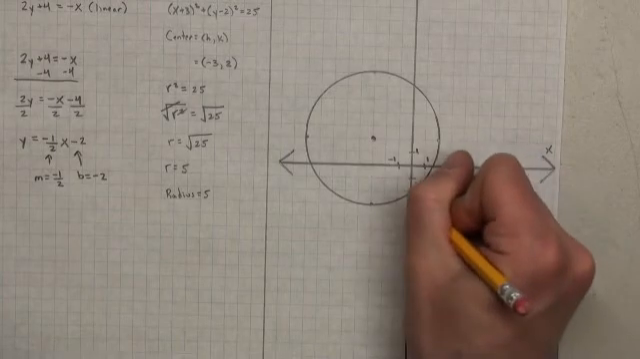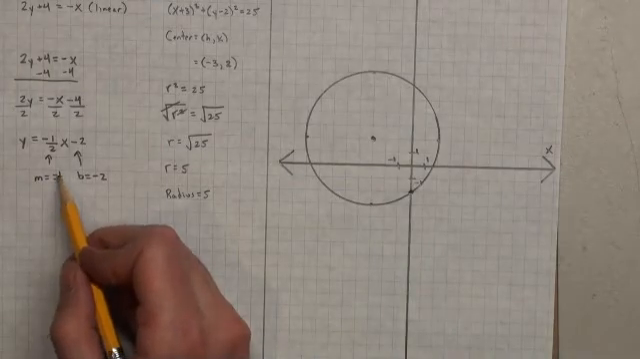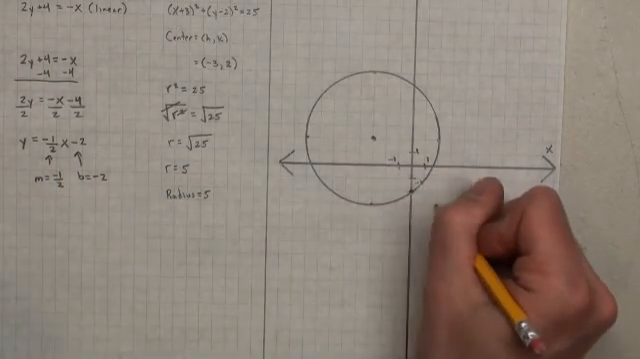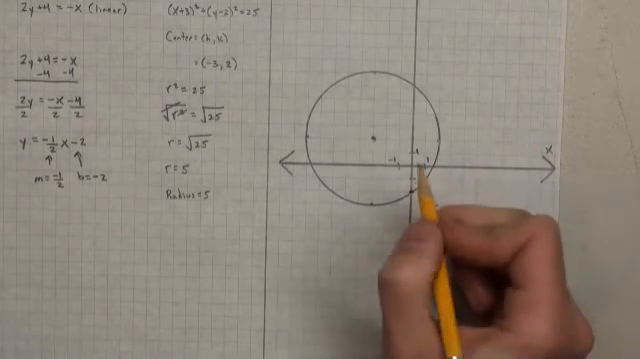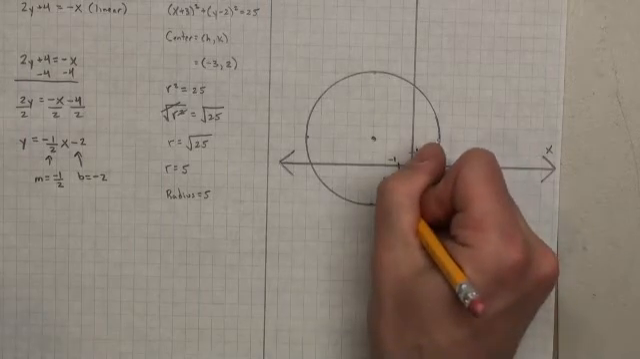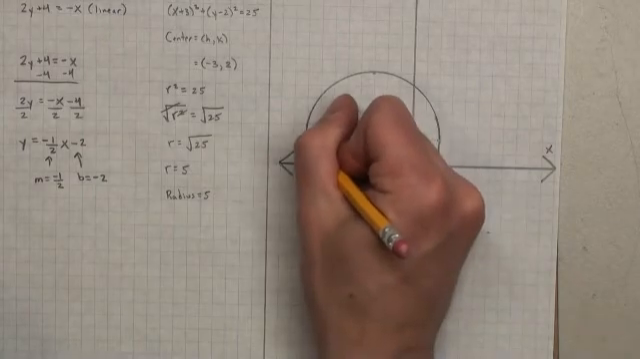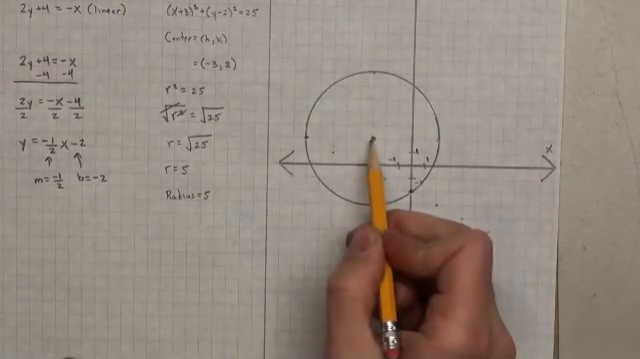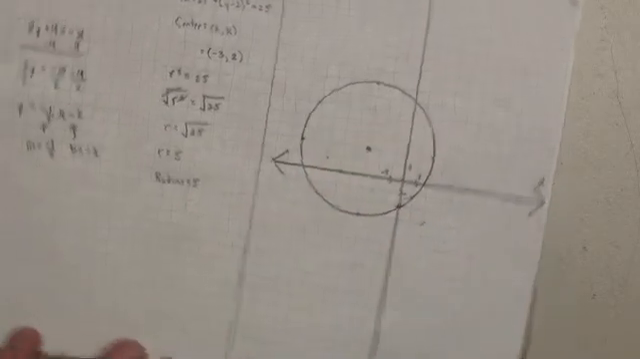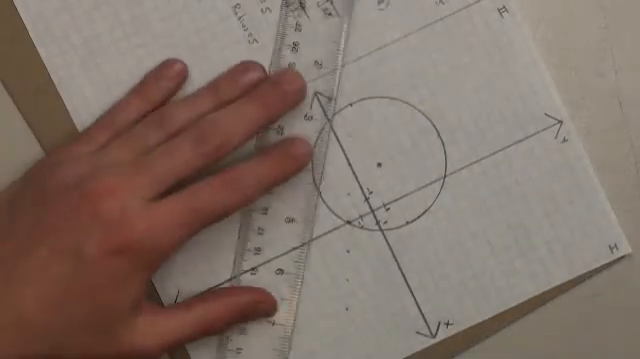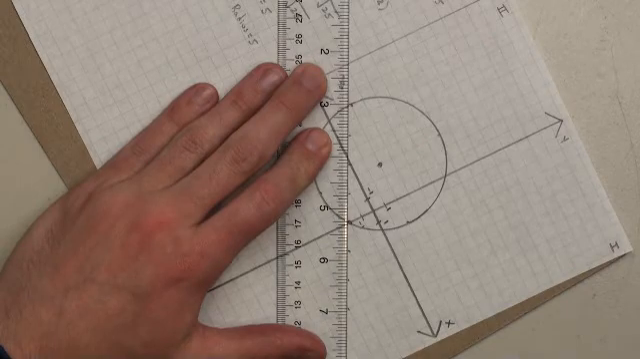But it definitely looks like it crosses. And our slope is negative 1 over 2, so we go down 1 and to the right 2, down 1 to the right 2. Now we also go up 1 and to the left 2, up 1 and to the left 2. Now I know that one crosses, because that's exactly 5 to the left of my center. So I know that is 1 point. The other point, I'm not exactly sure what that is.